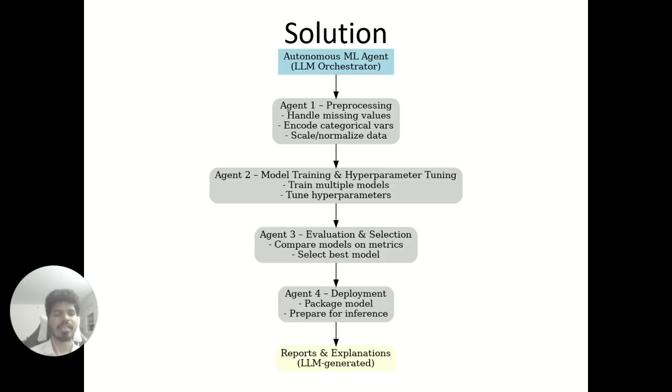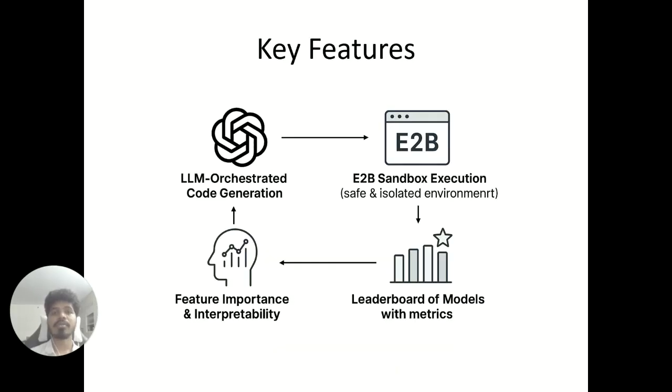And in the end, for the entire code, we should get a report or explanation via the LLM itself, so that we can back up the decisions which it made. The key features of this solution are LLM orchestration, which generates the code and dictates which agent will work when. Whenever the code is generated, we create an E2B sandbox execution. These are virtual sandboxes especially created to run LLM-generated code, so they run in a safe and isolated environment.